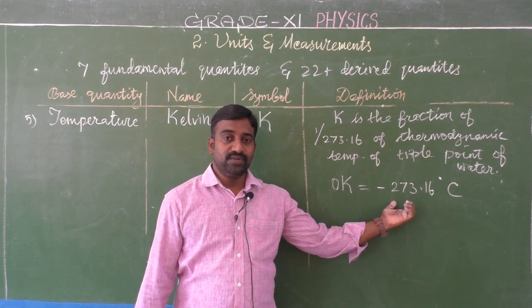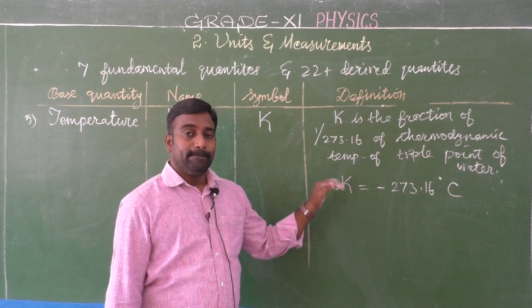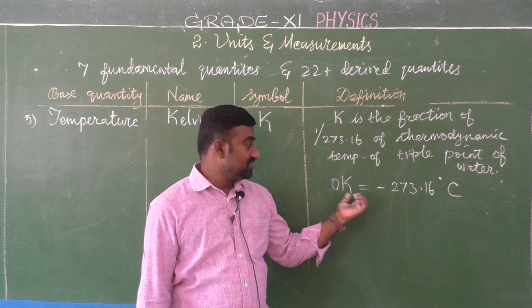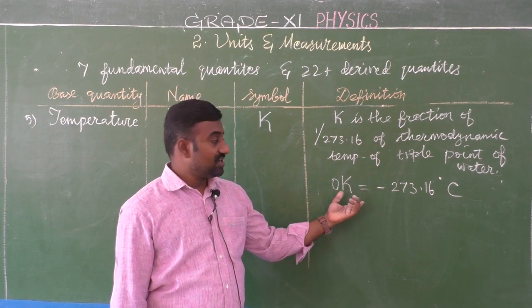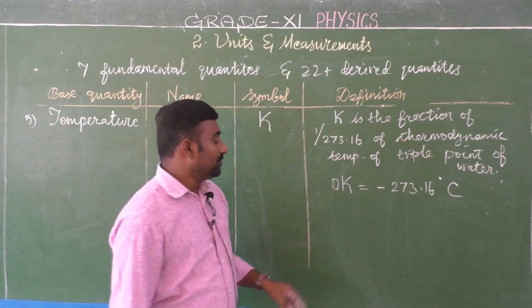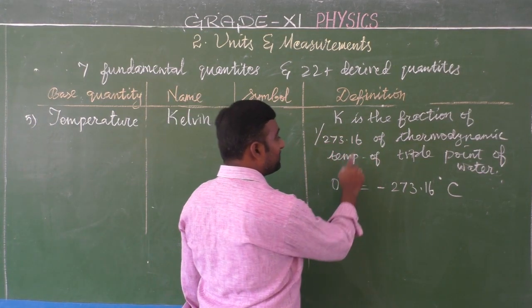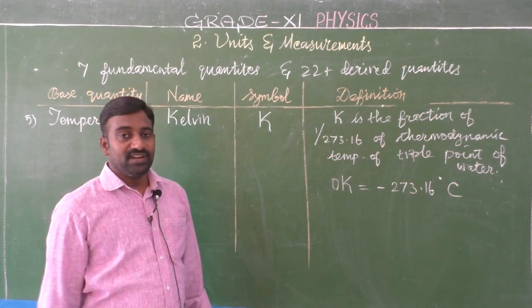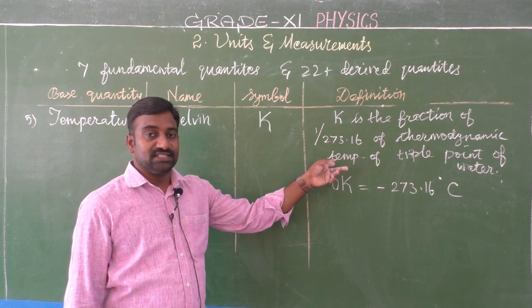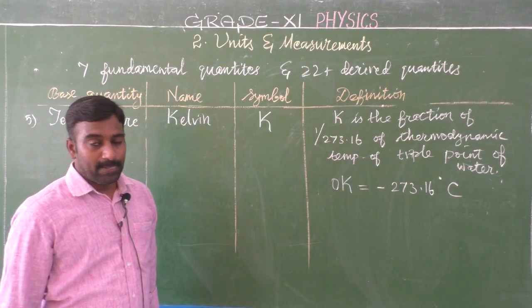We cannot reach below this. So the lowest attainable temperature is 0 Kelvin. It is absolute temperature. And Kelvin is the 1 by fraction of it. So Kelvin is the fraction of 1 by 273.16 of the thermodynamic temperature of the triple point of water. You will learn this in great detail in your thermodynamics lesson, second volume. But for now, just try to know the definitions alone.